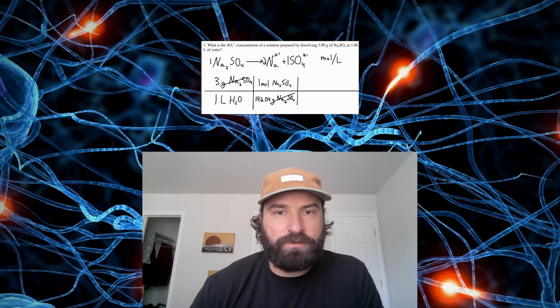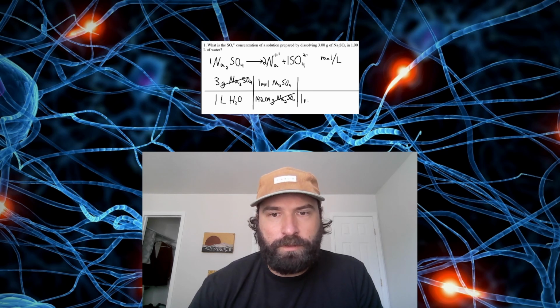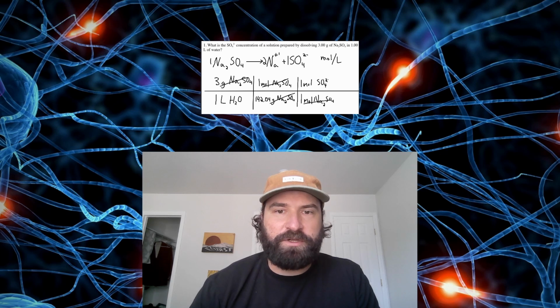Well, that's useful because we have our equation here. It's a 1-to-1 ratio in the equation, so we're just going to put that there's 1 mole of sodium sulfate for every 1 mole of just sulfate, the sulfate ion. These are going to cancel. Now we have the exact units we were looking for. We have moles of SO4 over liters of H2O.